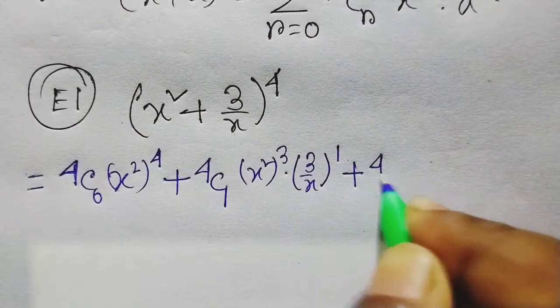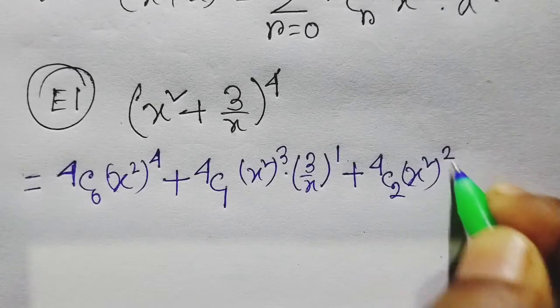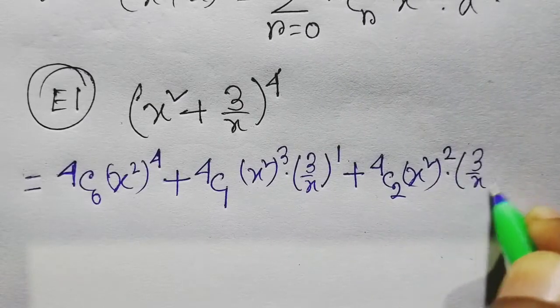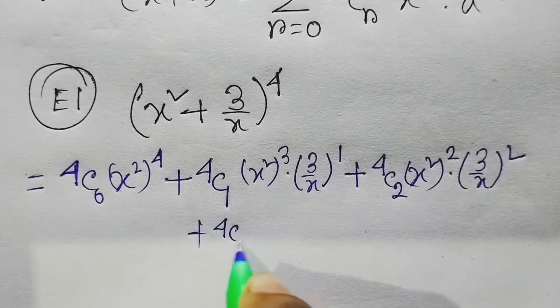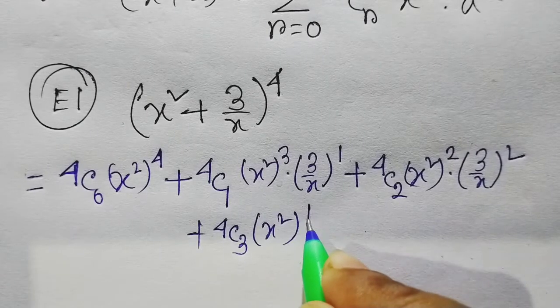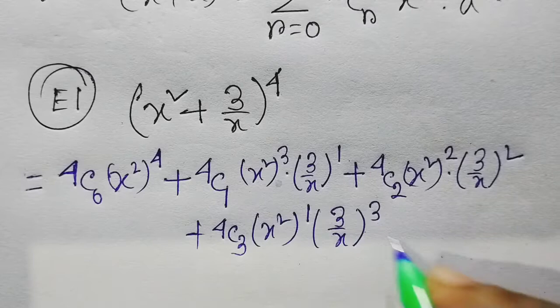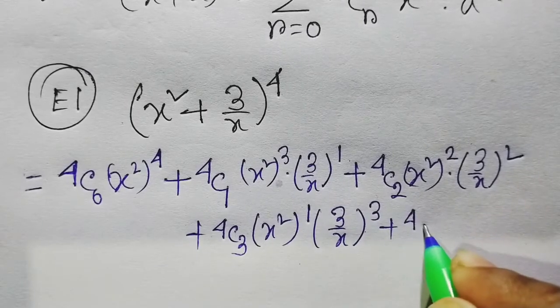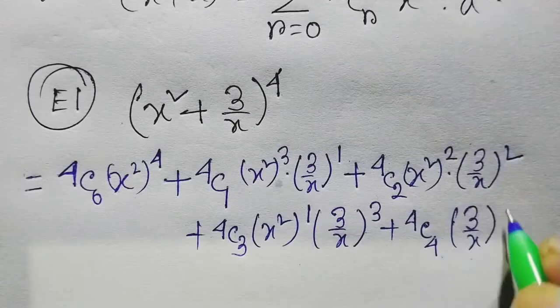Next, 4C2 x square whole to the power 2, and here 3 by x whole square. Next, 4C3 x square whole to the power 1 and 3 by x whole to the power cube. And last, 4C4 3 by x whole to the power 4.